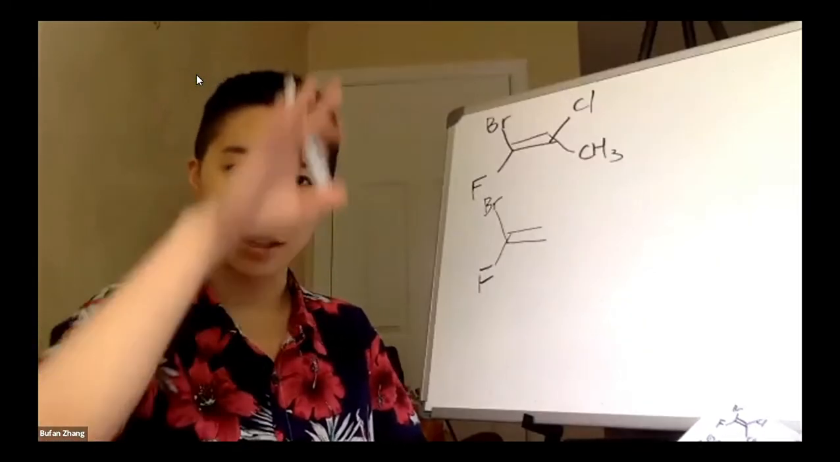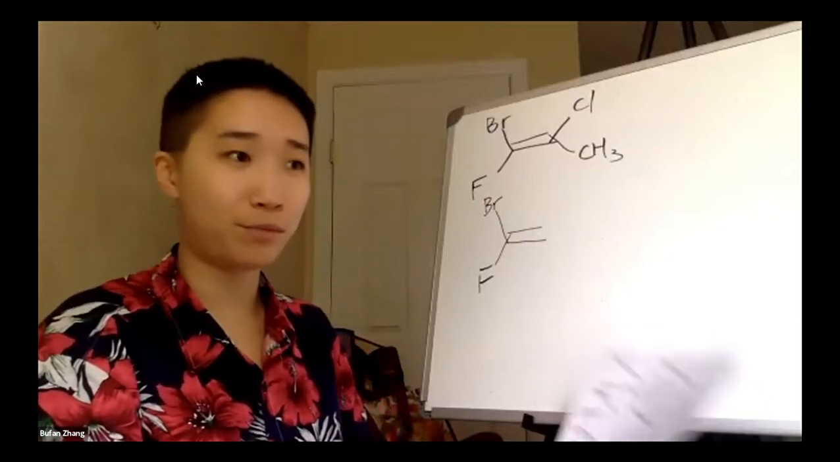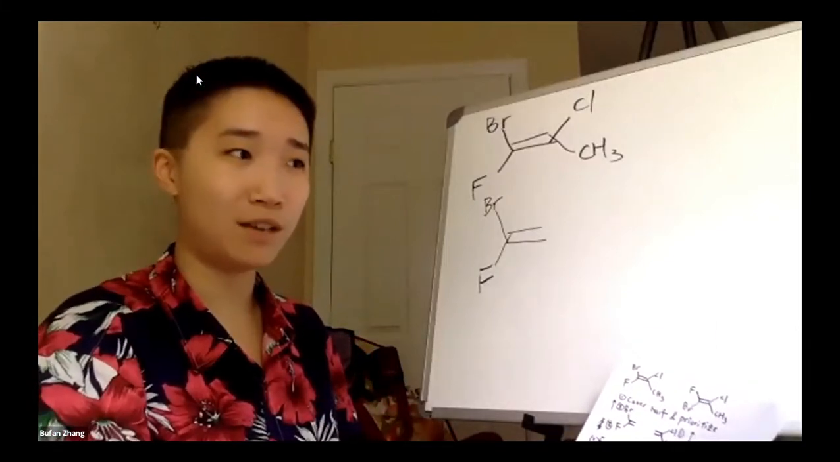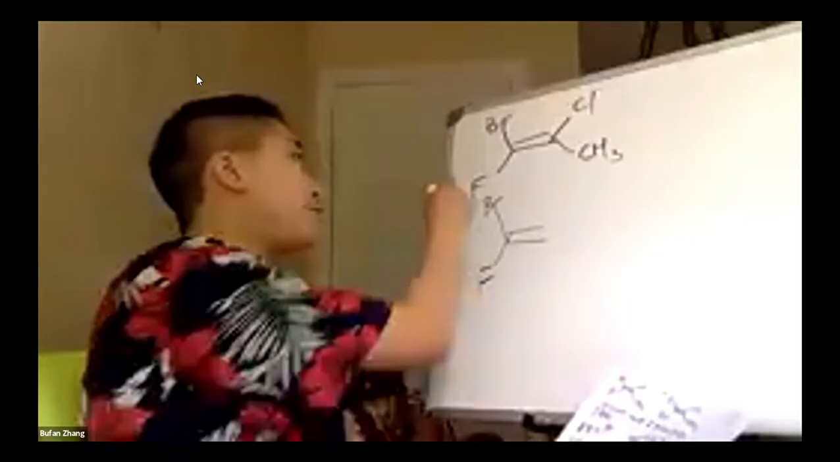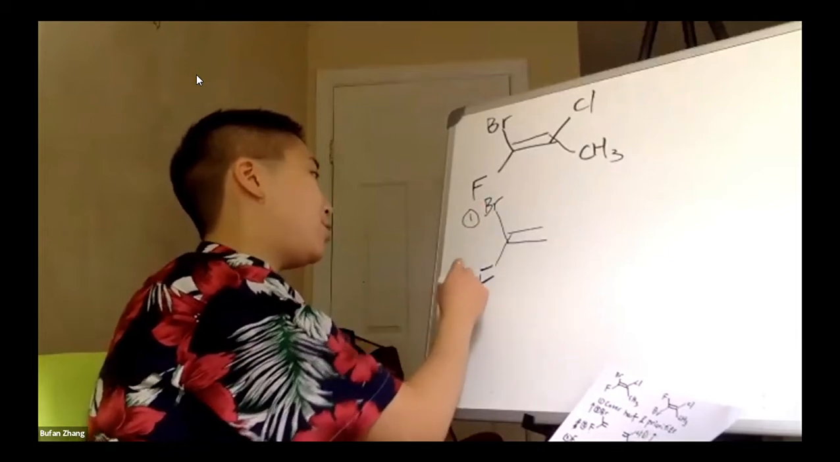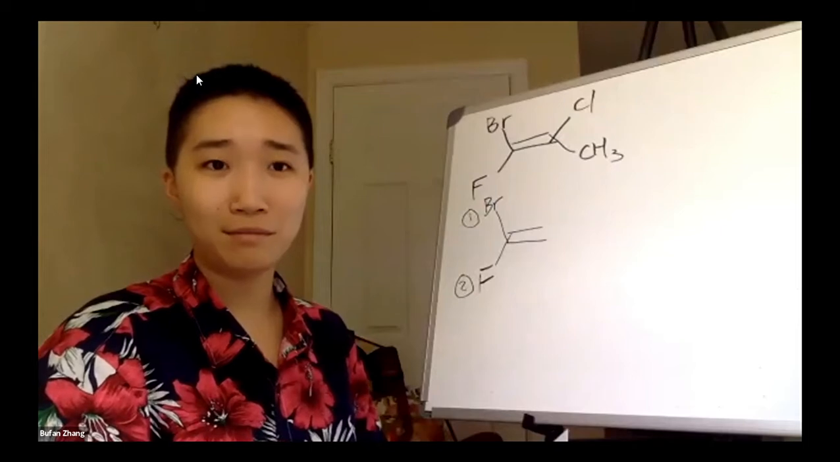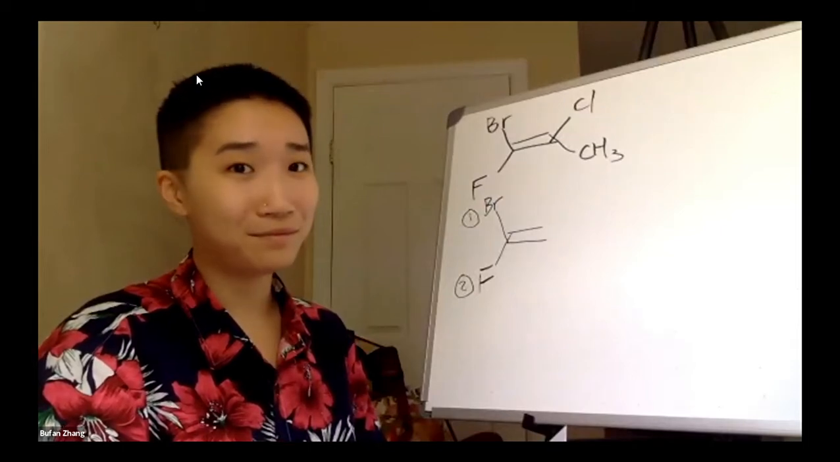If you remember the column of halogens in your periodic table, bromine is on the bottom of fluorine and chlorine. So I'm going to assign the bromine number 1 and the fluorine number 2. Now I'm done with the right half. Then what do I do? Do the other side.